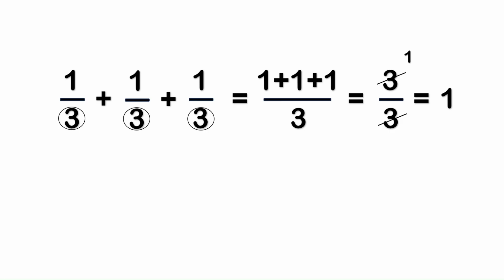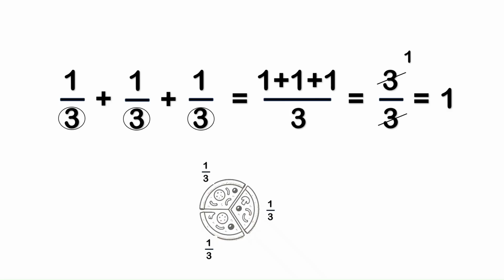Would you like to visualize the addition? Okay, let's do it. Look at this pizza. It is divided into 3 equal parts. So each fraction is 1 out of 3 parts, that is 1/3. And if you add all these 3 fractions, you will get one whole pizza. And this is what we got in our addition.